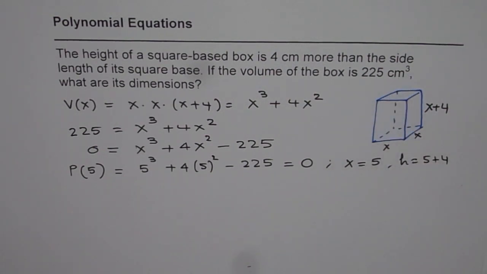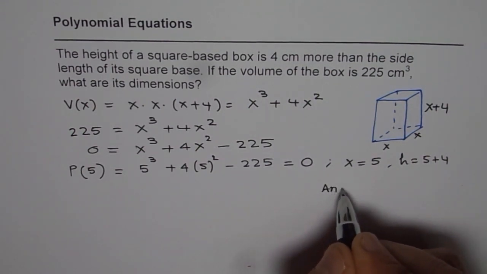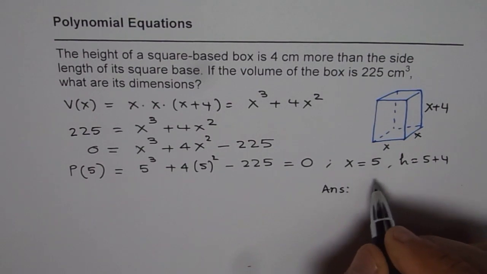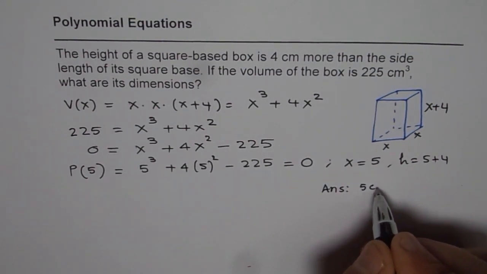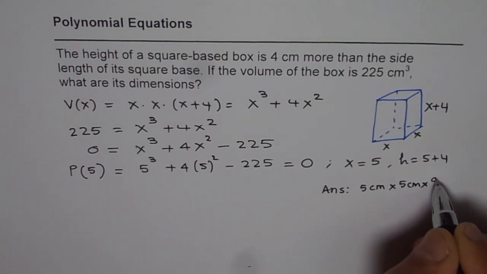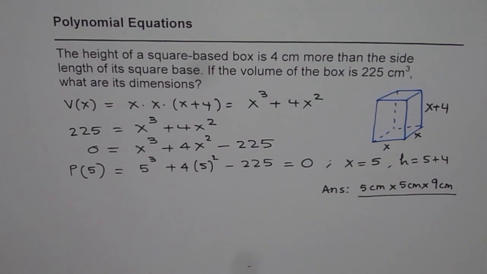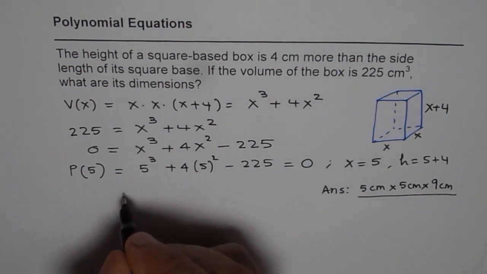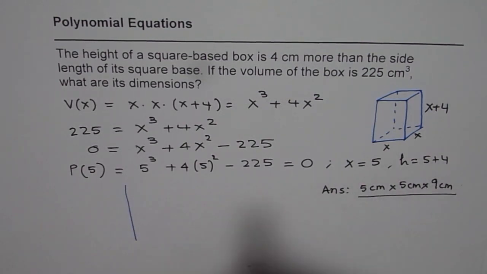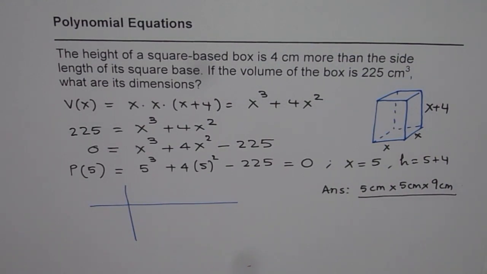Units are centimeter. So well, the question is almost complete at this stage. We can write down our answer also, and our answer is the dimensions are 5 centimeter by 5 centimeter by 9 centimeter, right? So that is the dimension of the box. But there is no harm in continuing from here, right? Since we know that one of the factors is x minus 5, we can do synthetic division or long division.